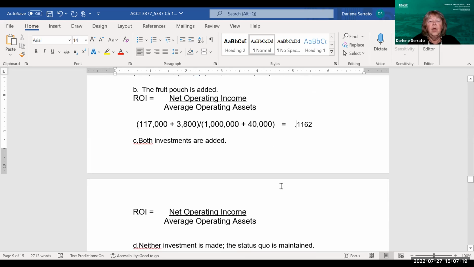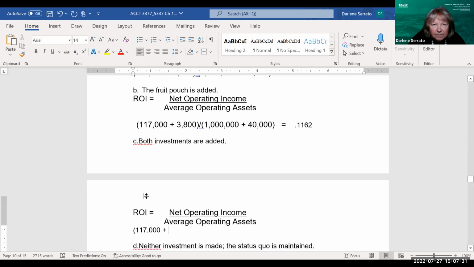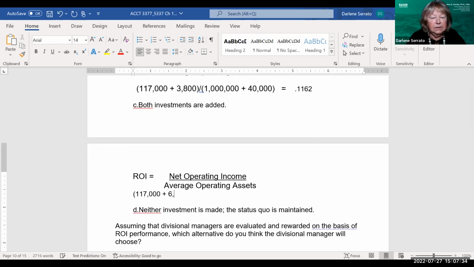Okay, both are added. So I'm going to do the 117,000 plus 6,250, plus 3,800 divided by the 1 million, plus 50,000 plus 40,000. And that gives me 0.1166.